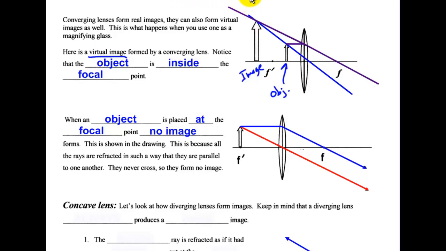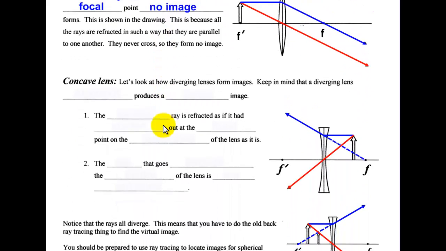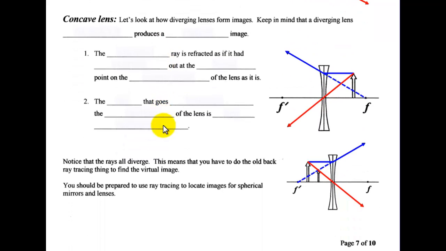Notice that there's not a third line drawn, because if you go from the center of the object through this focal point, that light is never going to go through the lens, therefore that's not needed because it doesn't go through the lens.